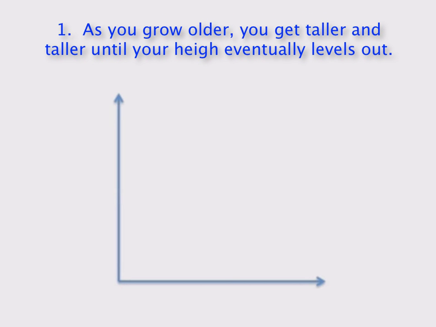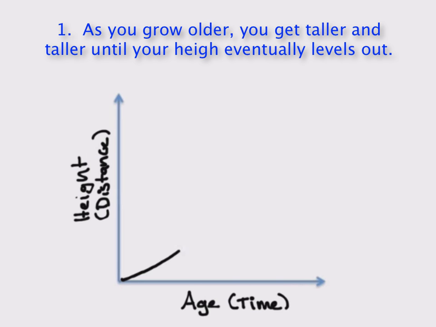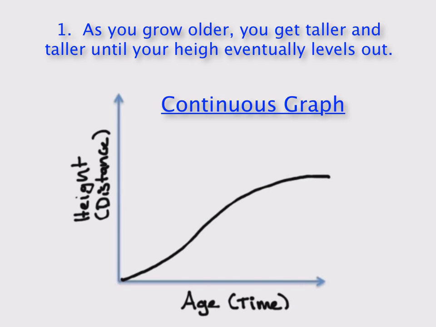Here's our first example. As you get older, you get taller and taller until your height eventually levels out. In this case, a continuous graph would be best to describe the relationship. Both your age, which is time, and how tall you are, which is distance, can be broken down forever and ever. And here's a little sketch of what that graph might look like.